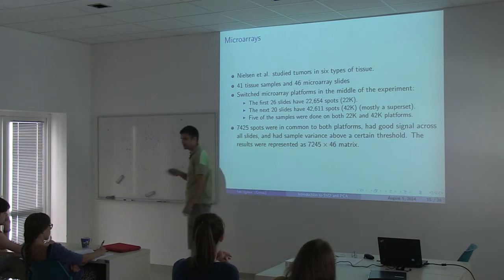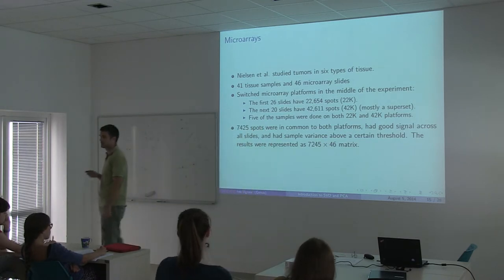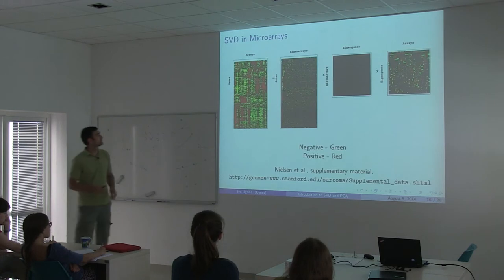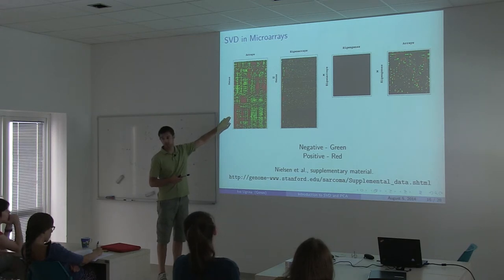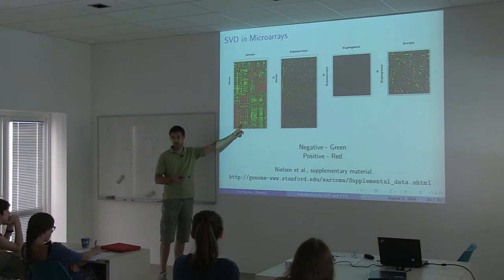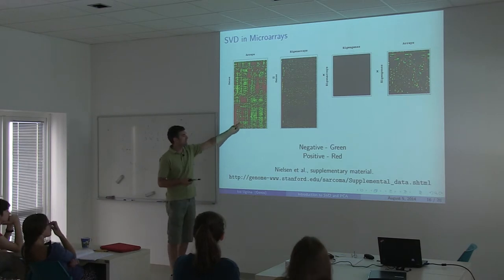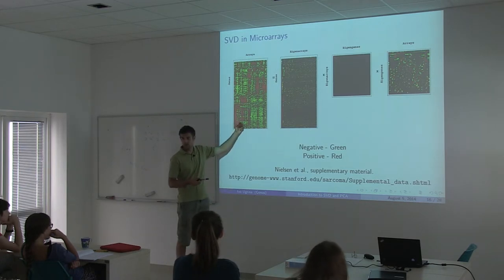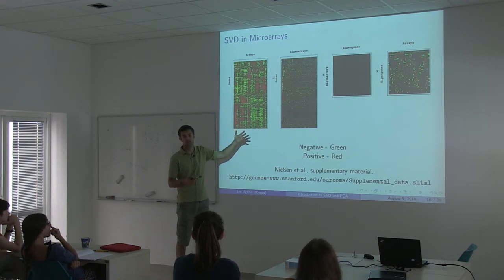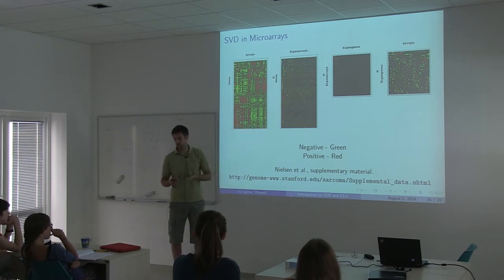And we can plot a picture that you usually see if you read scientific literature. We can plot something like this here. Around 7,000 genes and 46 slides, basically arrays. Green means negative expression level, red means positive expression level. And now you try to find something in that, some kind of a connection or something.